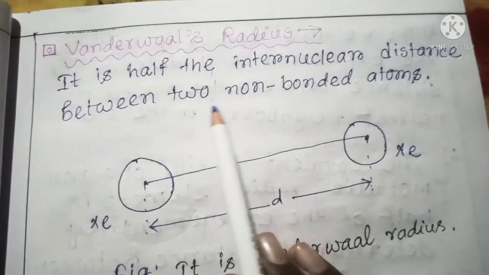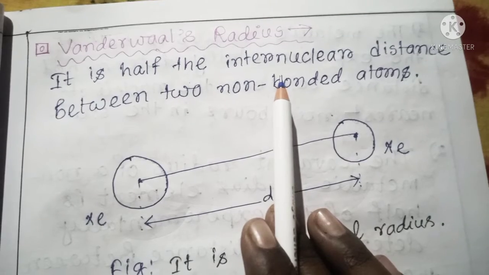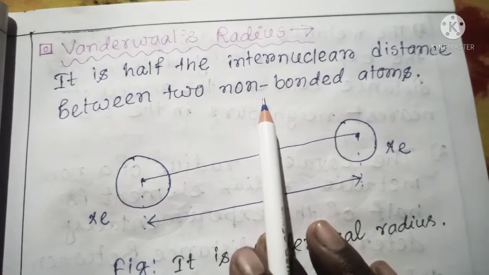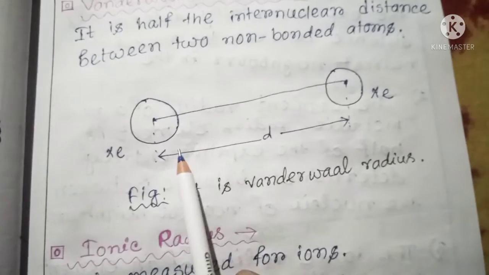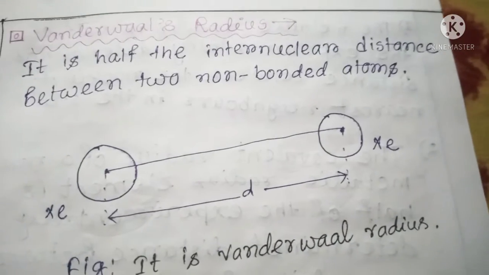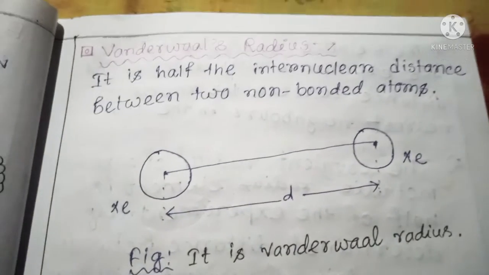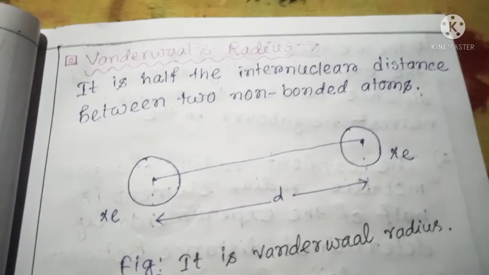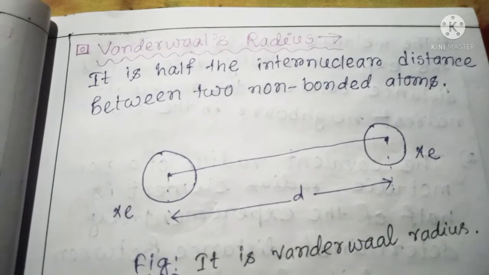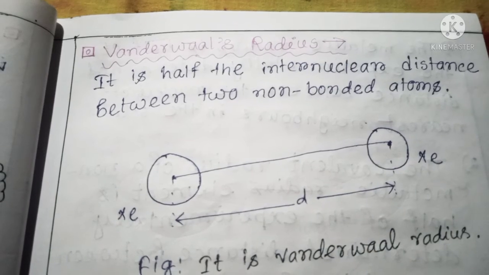Our next is Van der Waals radius. It is half of the internuclear distance between two non-bonded atoms. And this is the structure of Van der Waals radius. One thing you have to remember is that it can be calculated only for gaseous atoms, and since the force of attraction between gaseous atoms is very low, they remain far from one another and the radius also becomes high.